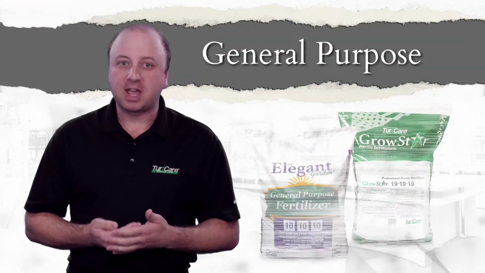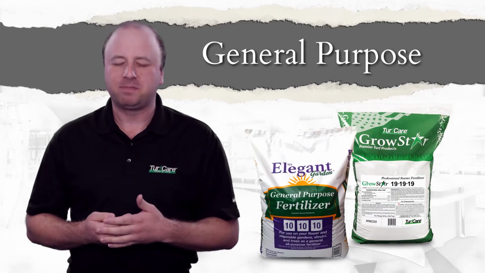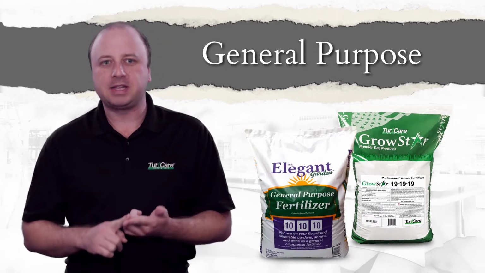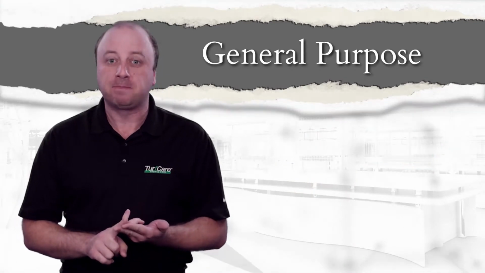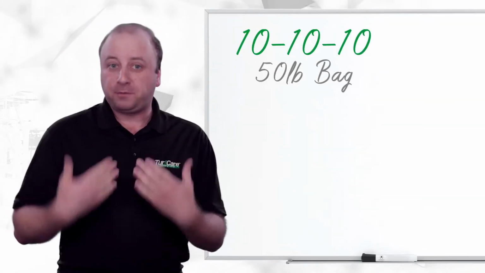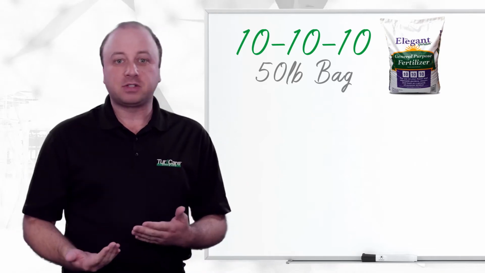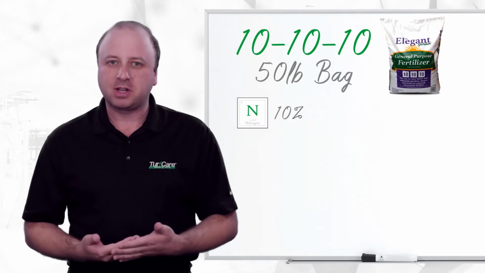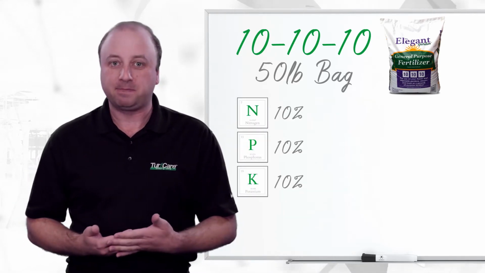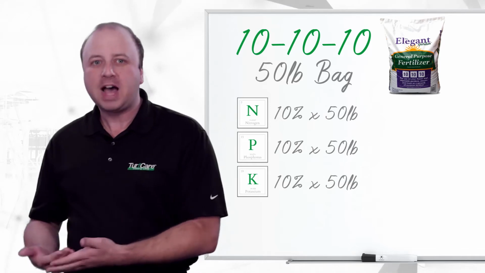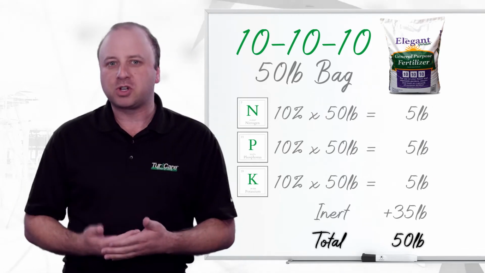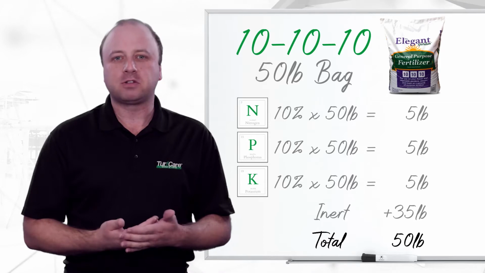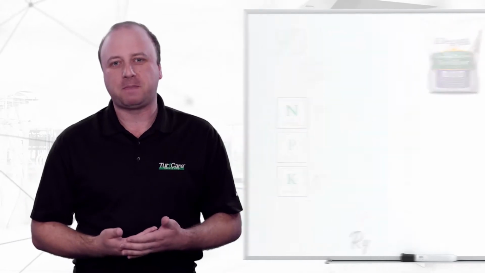Most general purpose fertilizers have the same N, P, and K analysis. So for example, you may have heard of a 10-10-10 or a 15-15-15. Those numbers simply mean there are equal parts of N, P, and K by weight inside a fertilizer bag. So for example, if you have a 50-pound bag of fertilizer and the analysis is a 10-10-10, that means 10% of that bag by weight is nitrogen, 10% is phosphorus, and 10% is potassium. And since 10% of 50 pounds is 5 pounds, that means that 5 pounds of nitrogen, 5 pounds of phosphorus, and 5 pounds of potassium are all present inside that 50-pound bag.